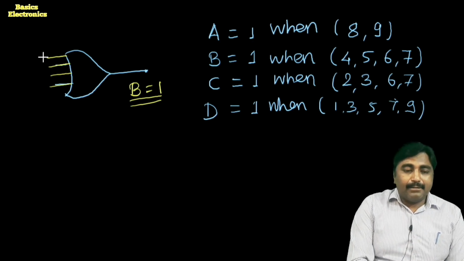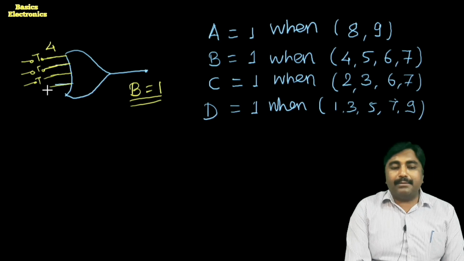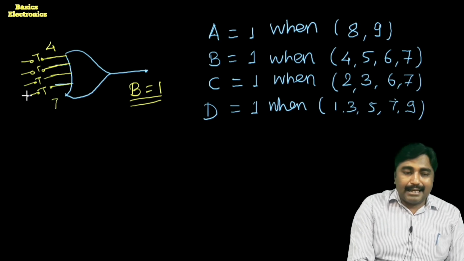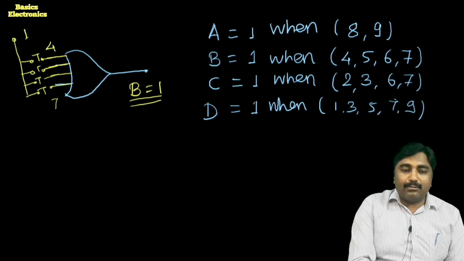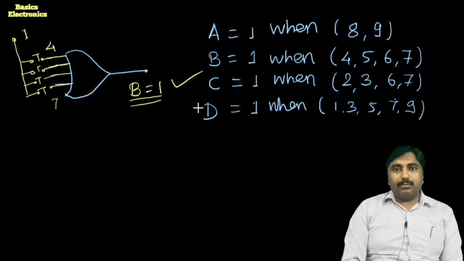Here this is the switch we are using for the 4 number. This is the second switch we are using for the 5th number. This next switch we are using for the 6 number, and this one we are using for the 7 number. Okay, when I press any one switch from these, it gets connected to the logic 1, so the output of this gate is equal to 1.